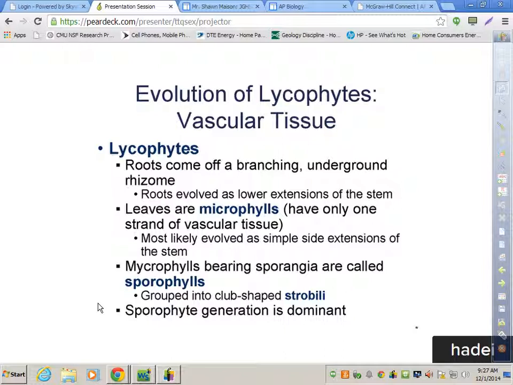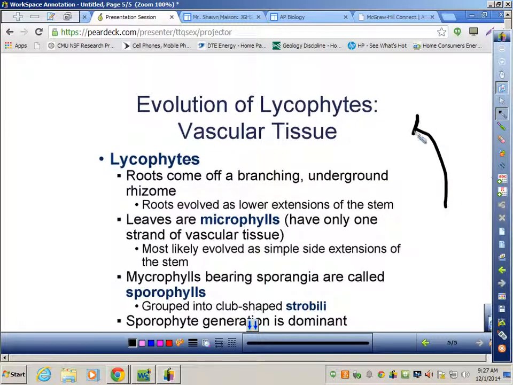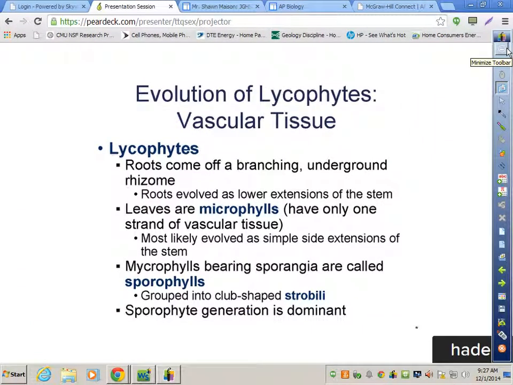And so leaves are what are called microphylls and have only one strand of vascular tissue, and most likely evolved as simple side extensions of the stem. That's what I was trying to show you, those microphylls coming off of each branch. There's a microphyll, and there's a microphyll, and this would also be growing down as well. And microphylls bearing what are called sporangia, also called sporophylls, are grouped into club-shaped strobili. And the sporophyte generation is the dominant structure. So again, that sporophyte is like the plant or the tree. Okay?